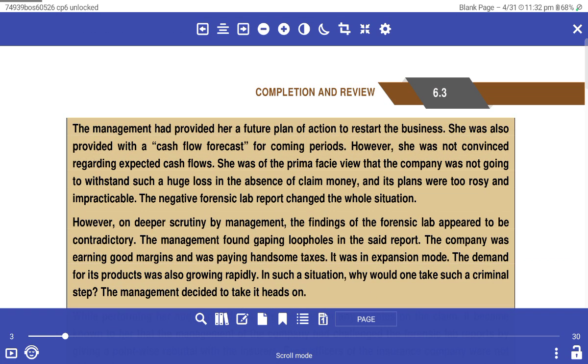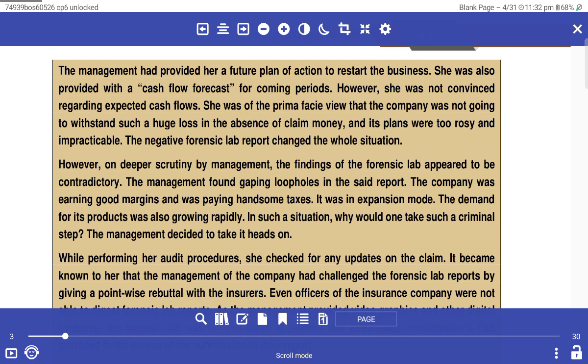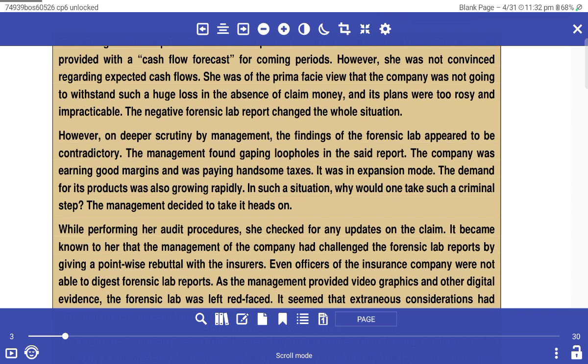Management provided a future plan of action to restate the business. She has also been provided the cash flow forecast for the coming period. However, she is not convinced regarding the export cash flow. Her prima facie view was that the company was not going to withstand the huge loss in the absence of claim money, and the claim was too rosy and impracticable.